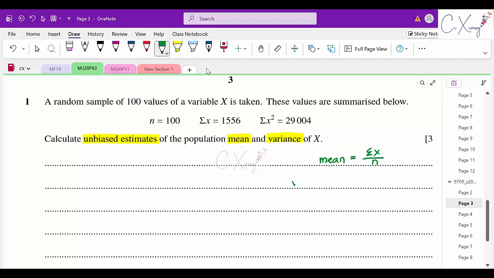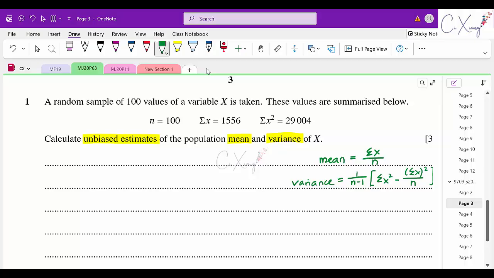And if we are asking for the unbiased estimated value for variance, the formula will be 1 over n minus 1, then summation x squared minus summation x, squared, then divided by n. These two formulas are still provided in the formula booklet. You can have a look in case you can't remember it.